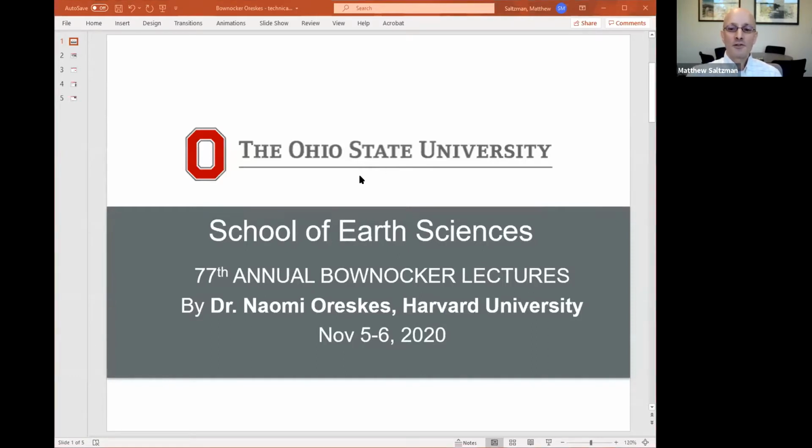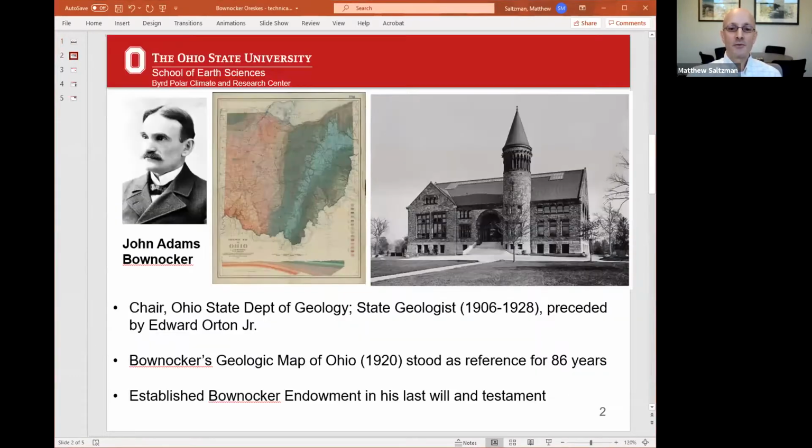The Bownocker lecture series dates back to 1937 and is named after John Adams Bownocker. He was both the chair of the geology department at Ohio State and the state geologist of Ohio, taking over for Edward Orton Jr. in 1906. His geologic map of Ohio actually stood for about 86 years before revisions were underway. And so his publication on building stones of Ohio also remains a vital resource to this day.